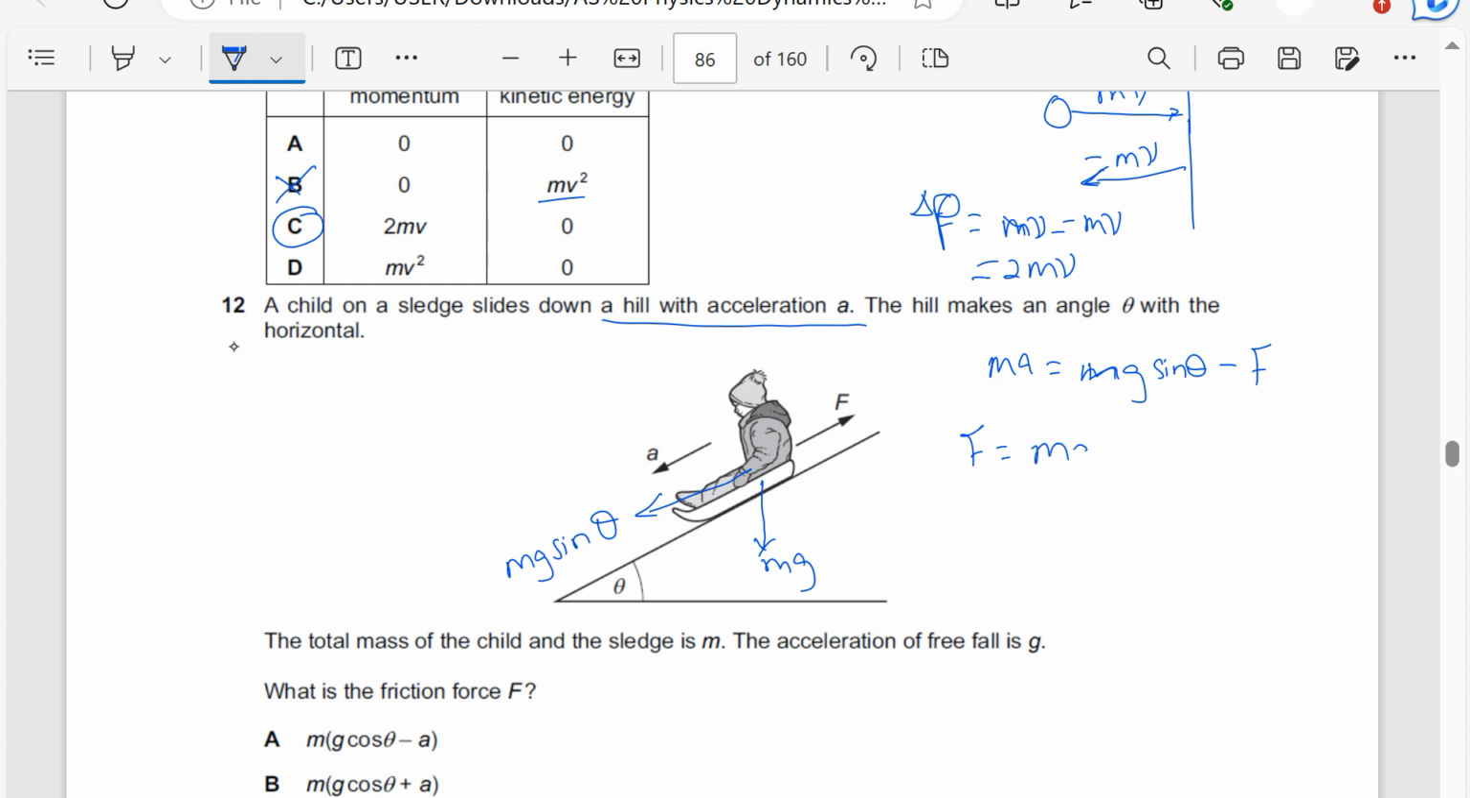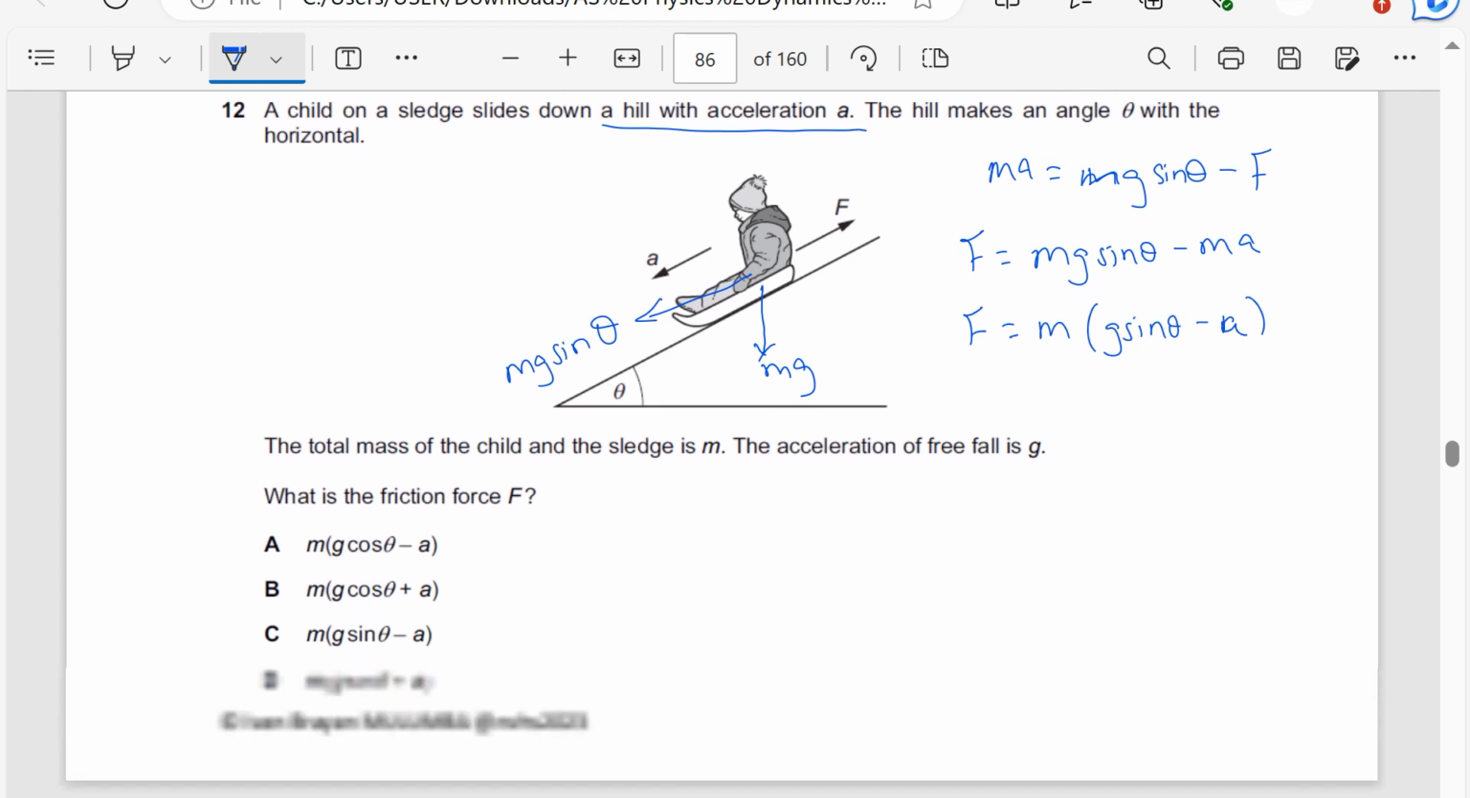If I make F the subject, F is equal to mg sine theta minus ma. Remember F is the resistive force or the friction force. So F is equal to m into (g sine theta minus a). So the answer here is going to be C, m into (g sine theta minus a).